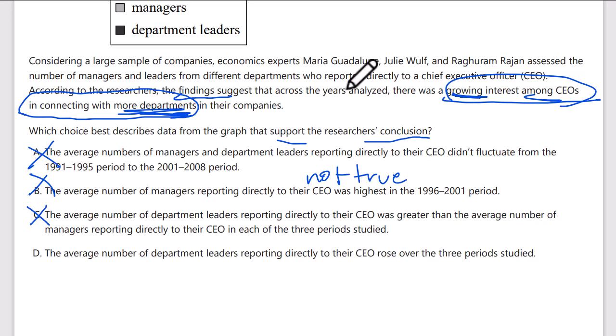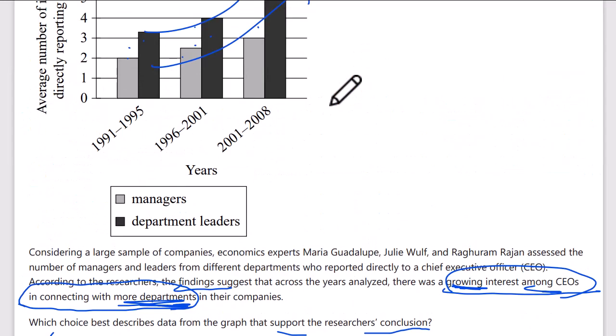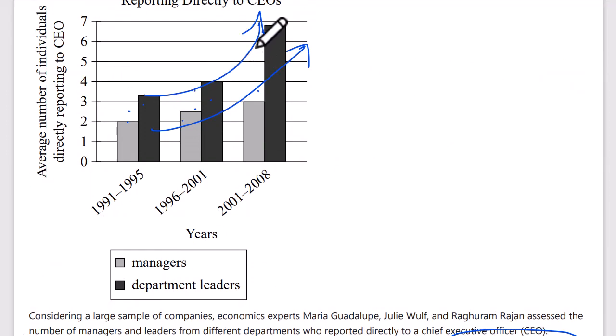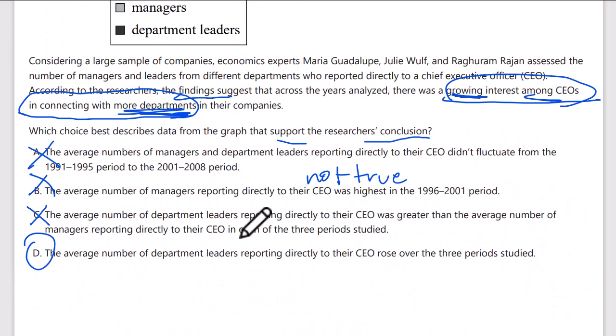D, the average number of department leaders reporting directly to their CEO rose over the 3-period study. Yeah, the bar went up, right, for the department leaders, and that's going to be our answer. That shows a growing interest over time to connect with literally in absolute numbers more department leaders. D is the answer.